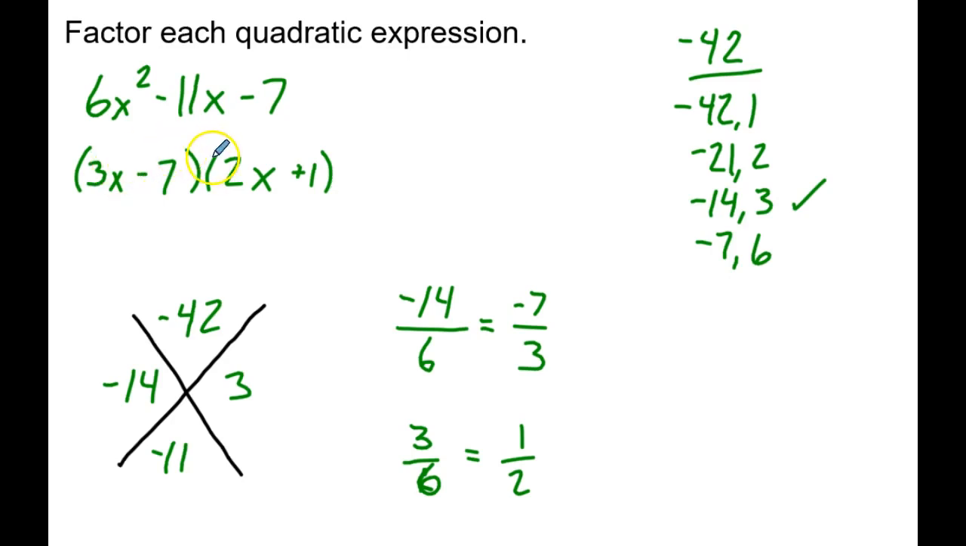Again, we could use the FOIL pattern to check and make sure our factored form is correct. 3x times 2x would get us 6x squared. 3x times 1 is 3x. Negative 7 times 2x is negative 14x. Negative 14x plus 3x is negative 11x. And then negative 7 times 1, negative 7.